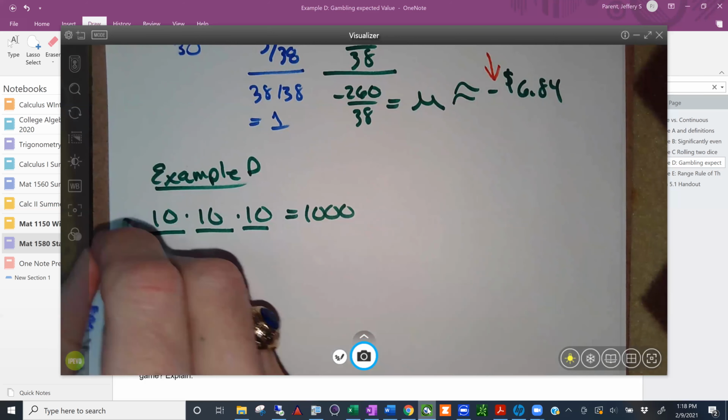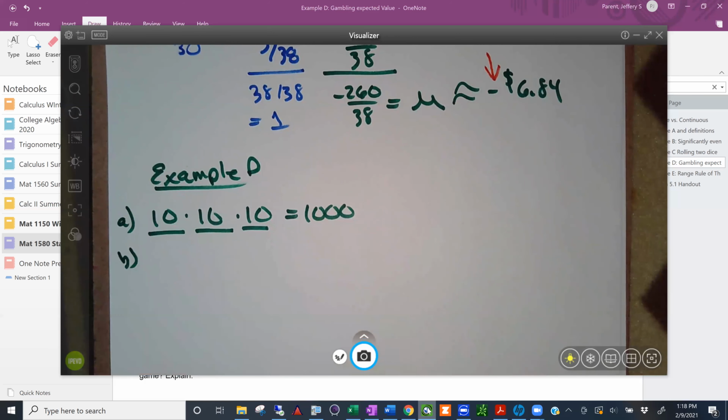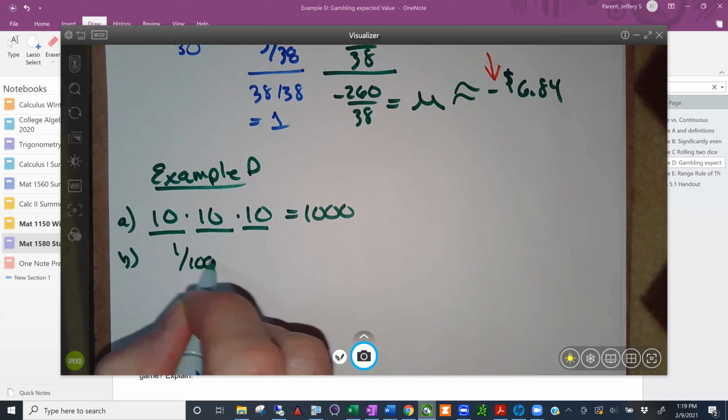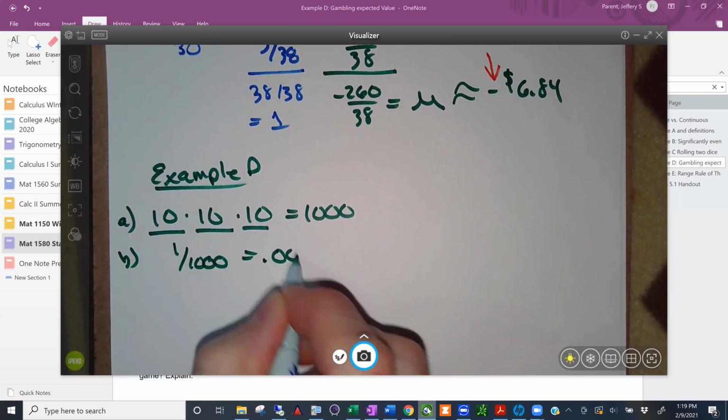So that's part A. If you're betting with 1 ticket to win, what are your chances of winning? 1 in 1,000. Yeah, 1 in 1,000. 0.001. Thank you, Don.